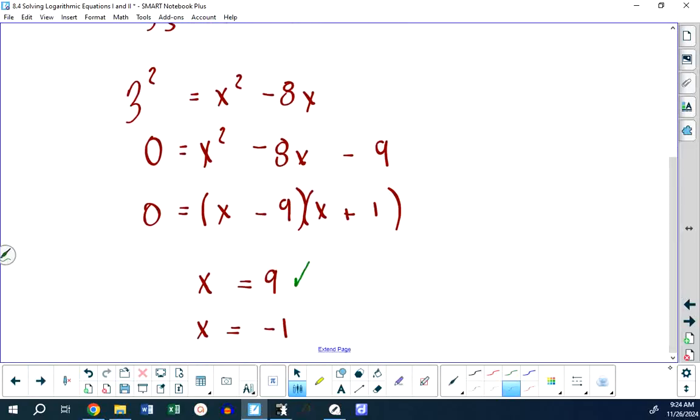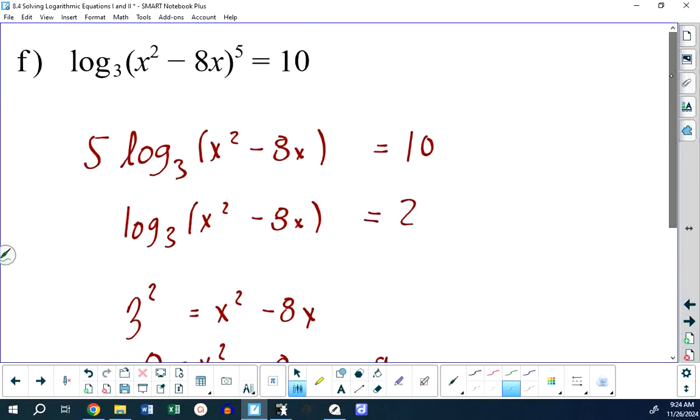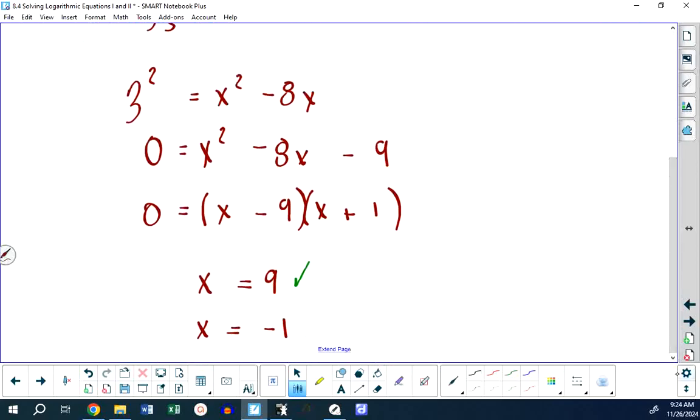Does negative 1? Well, when I take negative 1 squared, I get 1 minus 8 times negative 1, which will be 8. I get 9, don't I? Just demonstrate this to you. Negative 1 squared minus 8 times negative 1, I still get the same number. So these are both valid.